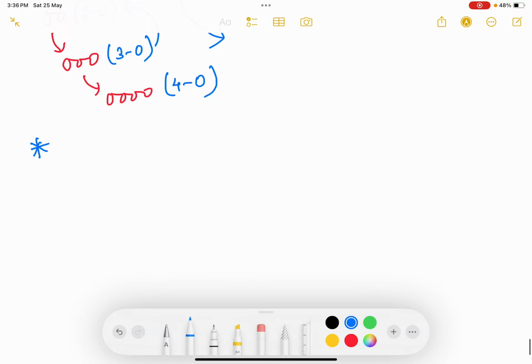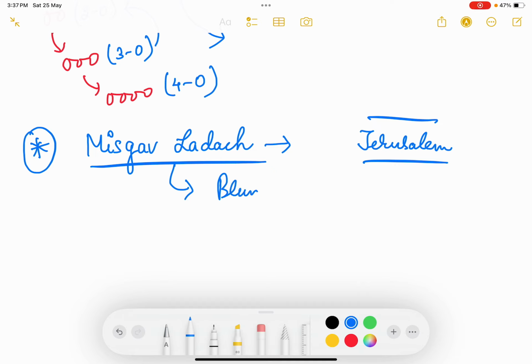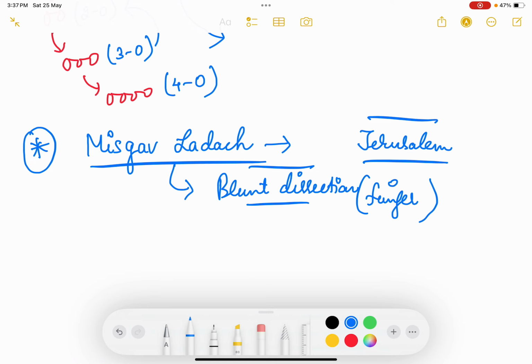Apart from that, one important technique you should remember for your exam questions is the Misgav-Ladach technique of Caesarean section. It was first introduced at the Misgav Ladach hospital in Jerusalem. It is a technique whereby blunt dissection is done. What do we mean by blunt dissection? Most of the dissection is done using our fingers rather than the knife and scalpel.